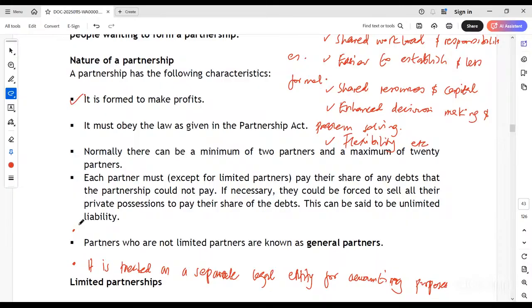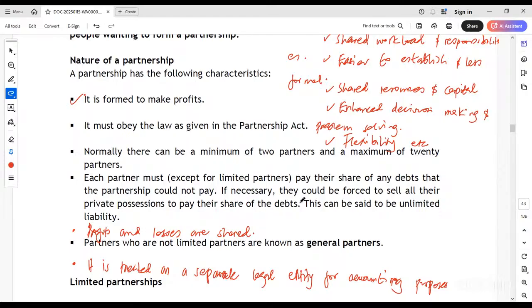Then don't forget that profits and losses have to be shared. This is another characteristic. They will agree on how they are going to share their profits.